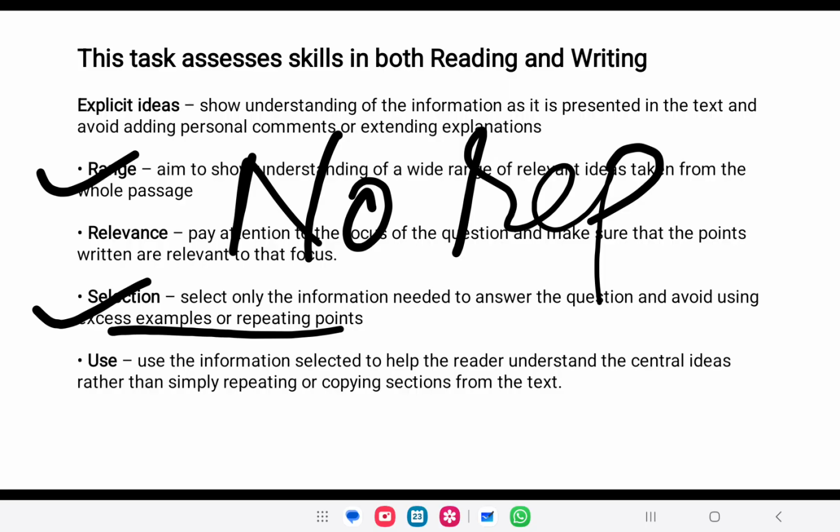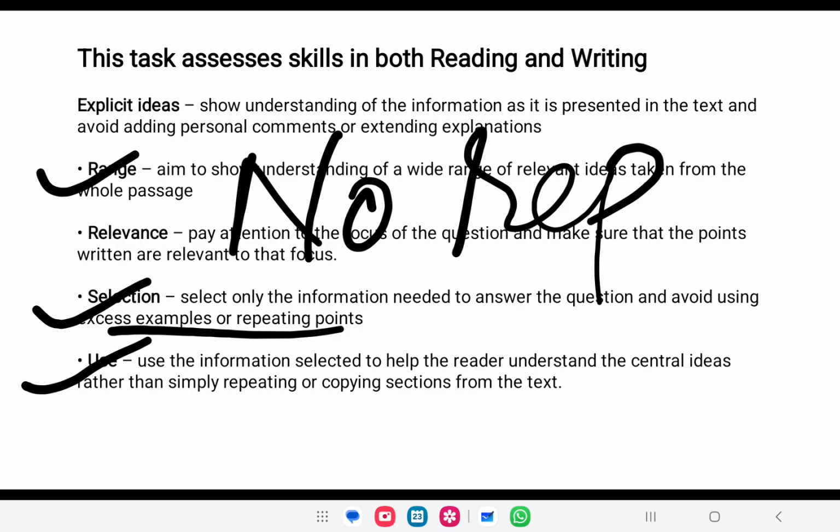Now all these things are interconnected, okay? Wide range of ideas, relevance means no irrelevant ideas, selection means select only the information that is required and do not repeat examples or any point that you have written once. No repetition. After that, use the information selected to help the reader understand the central idea rather than simply repeating or copying sections from the text.